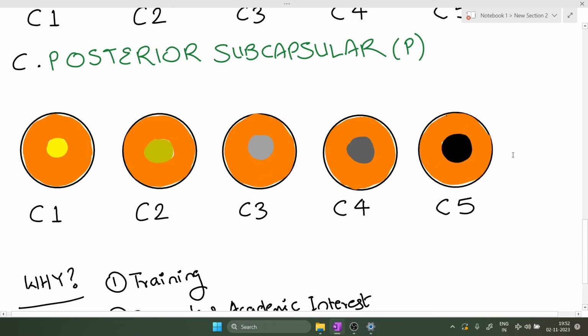Let us look at posterior subcapsular. This again requires retroillumination. Grades are from C1, which is a mild disturbance of the fundal glow, C2 being ochre, C3 being light gray, C4 dark gray, and C5 being a completely black reflex. For copyright purposes, I am unable to show the actual images of the eye, but these images are easily available on online search engines, so I would recommend you go and actually look at how the eye looks. These diagrams are just a representation.